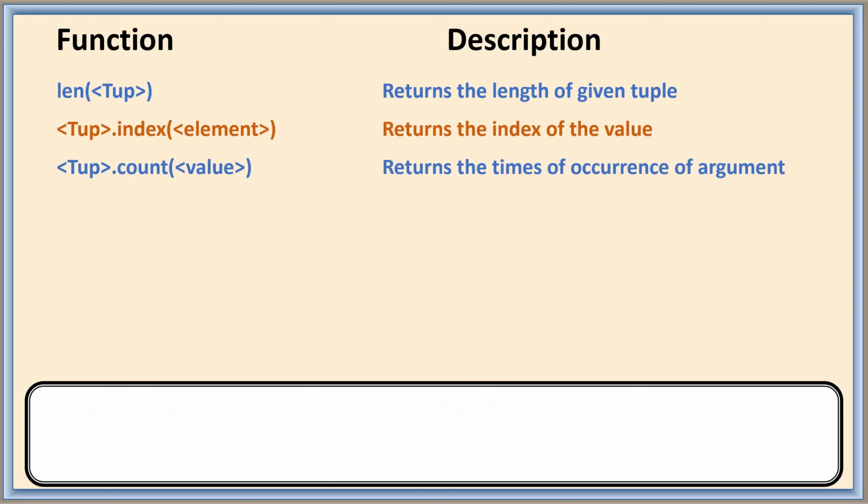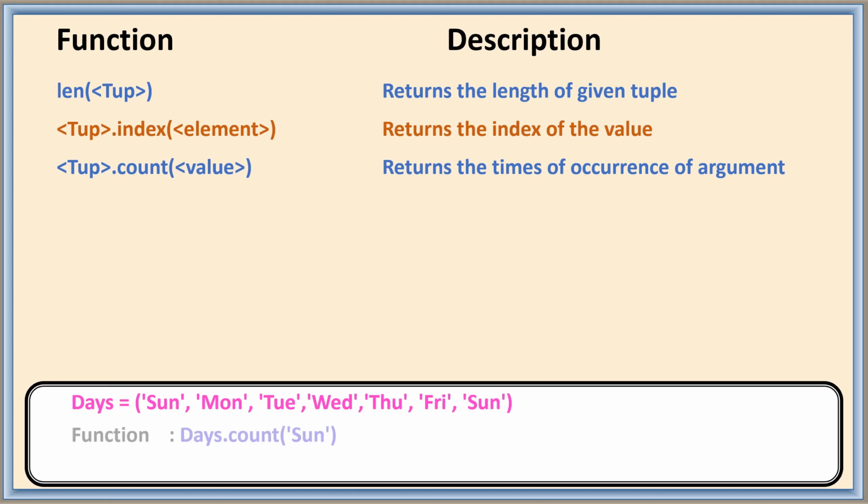Next we have count of. It gives the occurrence of the argument, that is, how many times it repeats, or we can also say it is nothing but the frequency. Here, just to understand, I have made one small change in the previous tuple. I changed Saturday to Sunday again, so there are 2 times available. I have given the same in the example, days dot count of sun, and it will return 2.